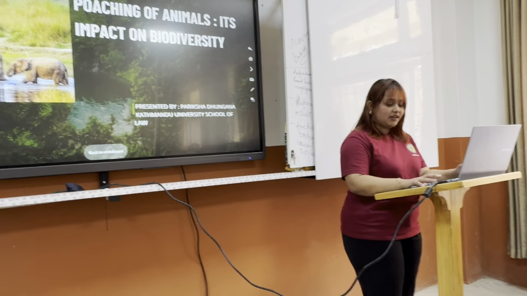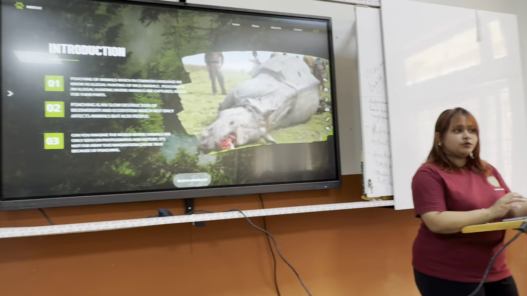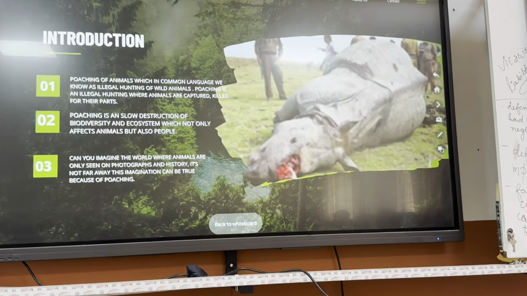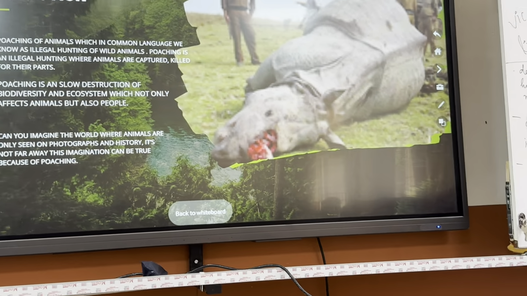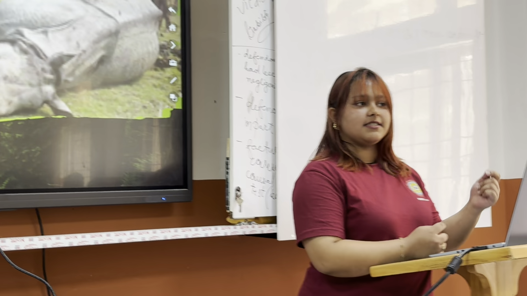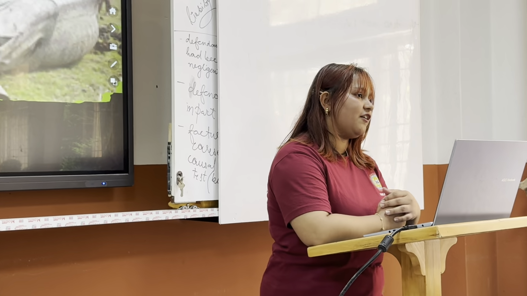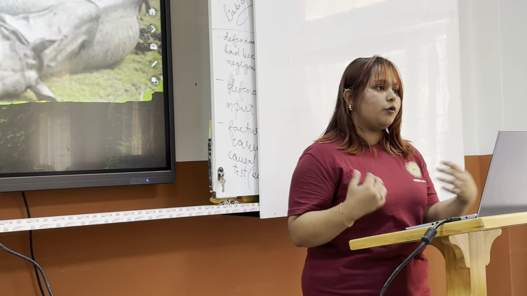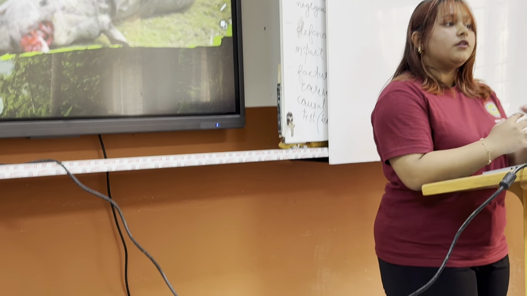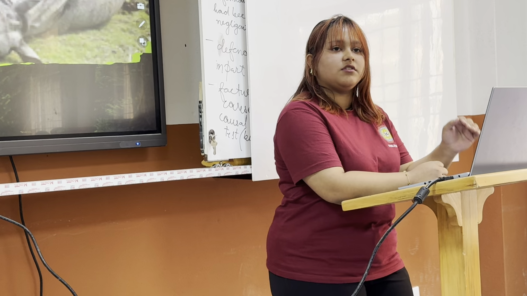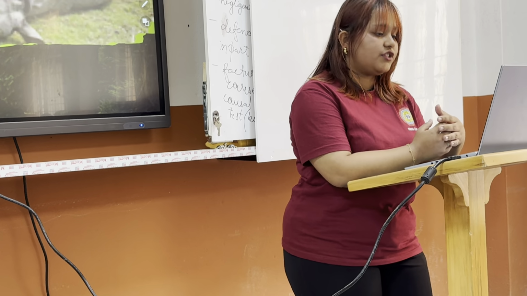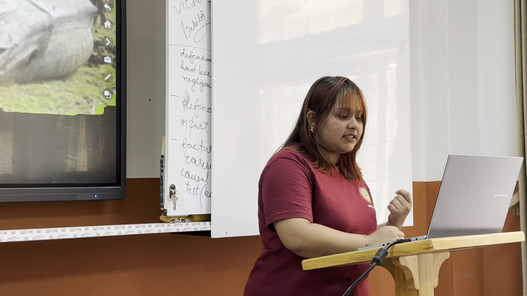So let's begin. What I'm doing my presentation on is poaching. I think everyone knows what poaching is, but let me say, poaching is the illegal hunting of animals for their parts or skin for the use of humans. Poaching is slowly destroying our biodiversity, which affects not only animals but us humans too. We might not know, but it is affecting us too.